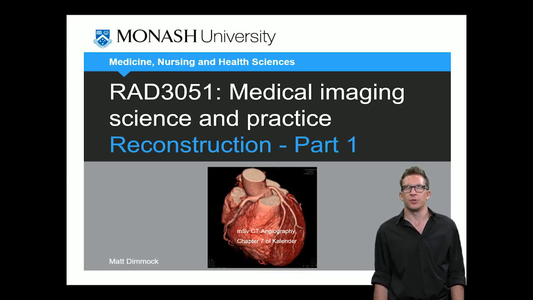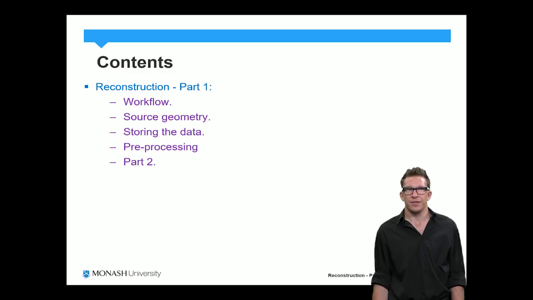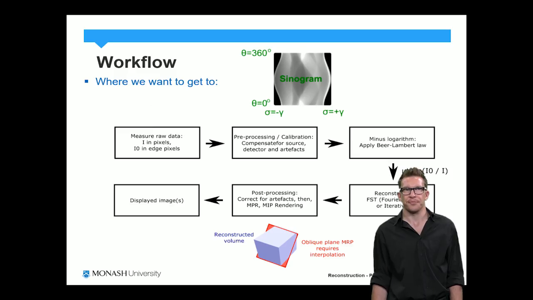In this session, we're going to talk about image reconstruction. Now, the reconstruction process has been split into two parts. In this first part, we're going to discuss the general workflow, the source geometry considerations, storing the data as it's acquired, pre-processing, and then lead into part two, where we actually detail the mathematical formalisms and generate a general understanding of how the reconstruction process works.